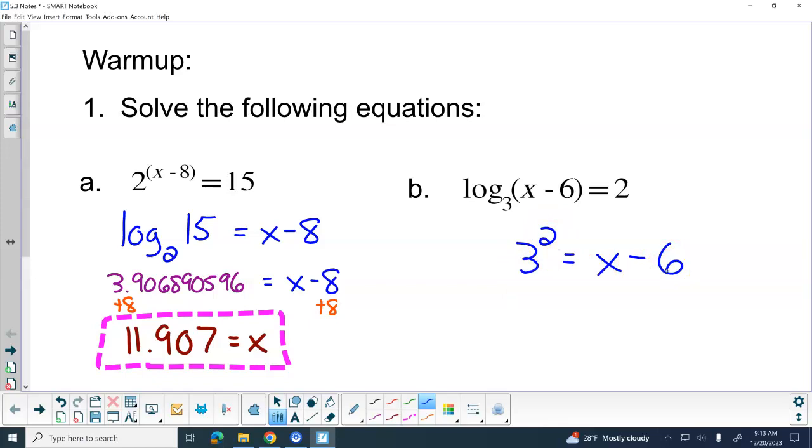3 squared is 9. Finish it off by adding 6. 15 is x. 15 minus 6 is 9. What exponent do I have to put on 3 to get 9? 2.